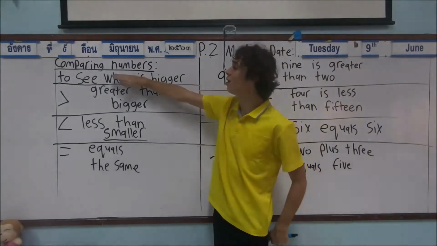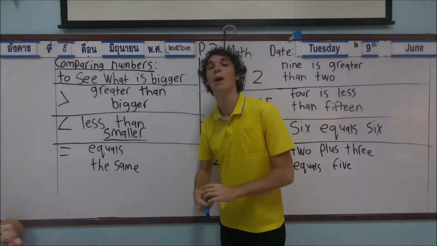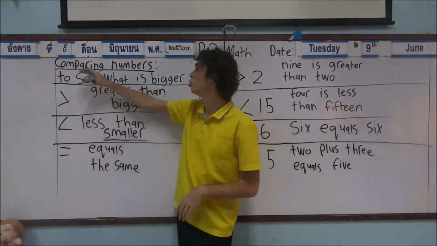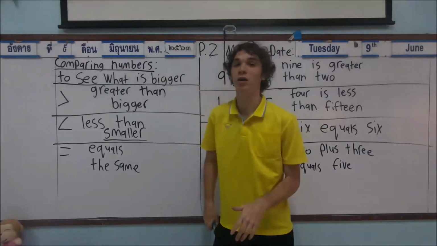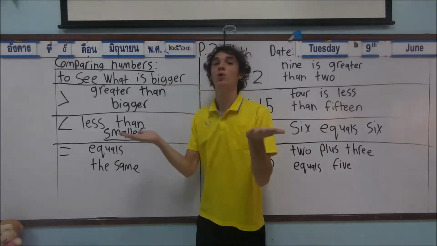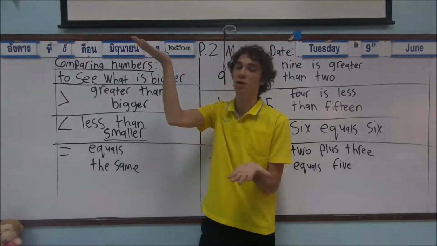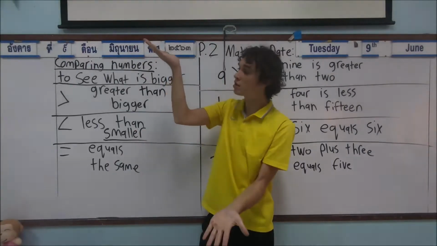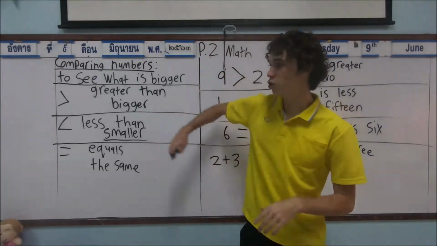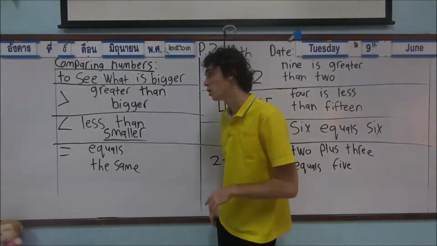Okay, today we will talk about comparing numbers. It means to see what is bigger. If we compare two numbers, we see which one is bigger, which one is smaller. So we have some pictures we have to learn.